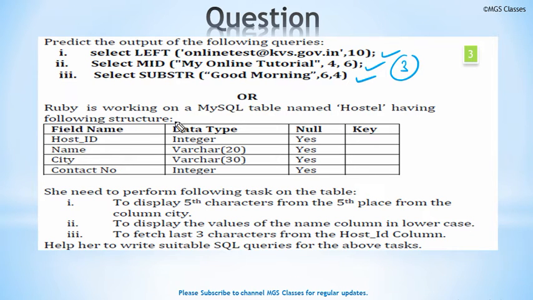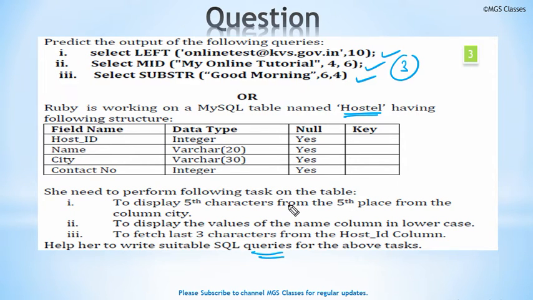And the OR option is given like this: Ruby is working on a MySQL table. A table is given and its structure is given like this. Data is not given here, only the structure. Hostel table, and host ID is the first column, name is another column, city is another column, and contact number is another column. And we need to perform the following tasks on the table. You need to write the SQL queries for these tasks.